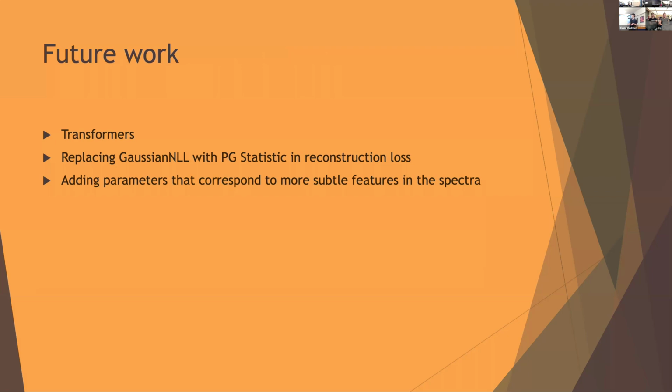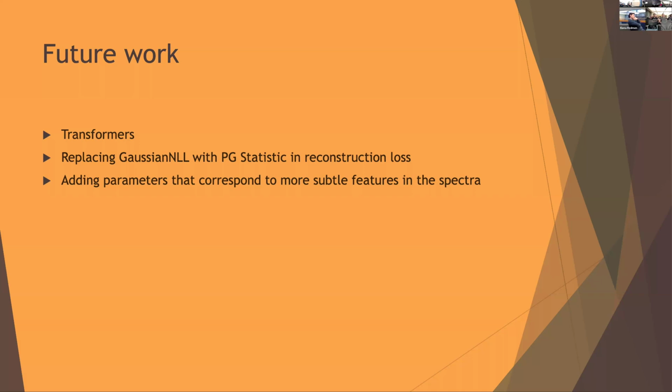I'm looking into using transformers instead of convolutional and gated recurrent unit layers, because these might establish correlations between parts of spectra and parameters a lot better. And I'm also looking at replacing the Gaussian negative log likelihood loss with Poisson Gaussian statistic, because this represents the error in our data better, as it's Poisson counts and Gaussian background.